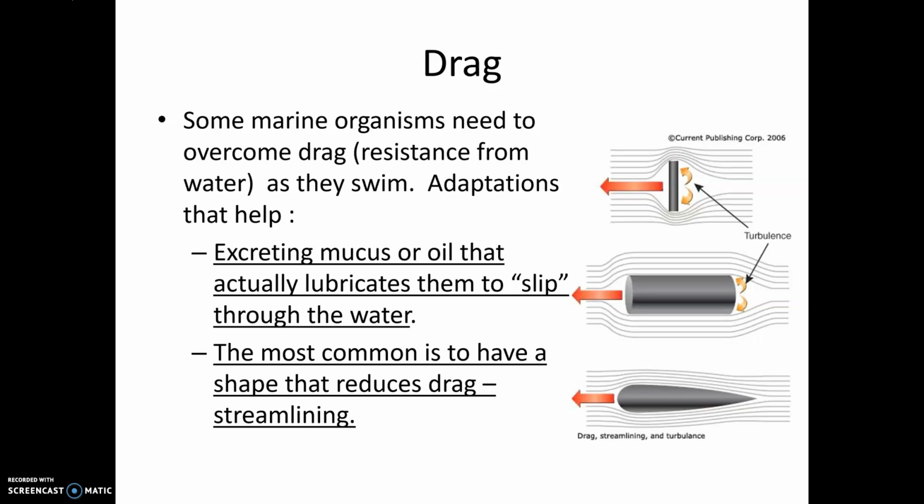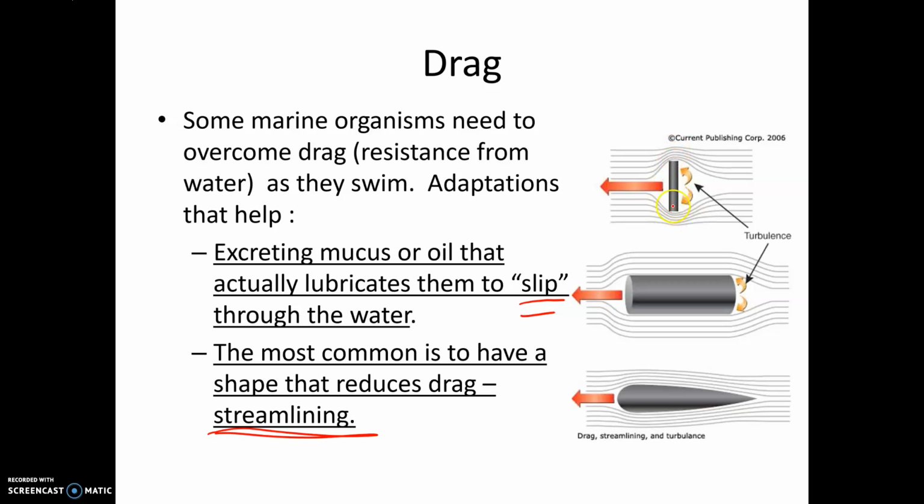Drag is another thing that animals are really going to have to overcome. So drag is just this pushback with the water. Since water is a lot more dense than air, there's a lot more drag within water. So for adaptations, animals might be shaped differently. As you can see in these three pictures, we have really nice shapes that help reduce that drag with those streamlined bodies. We also see that some animals might excrete mucus or oil that's going to lubricate their bodies to help them slip through the water, which will be another thing that helps with that drag effect.